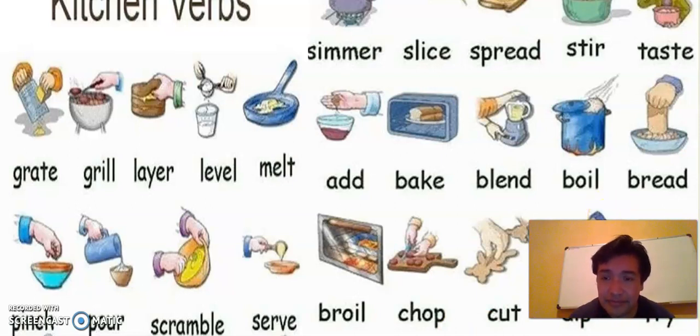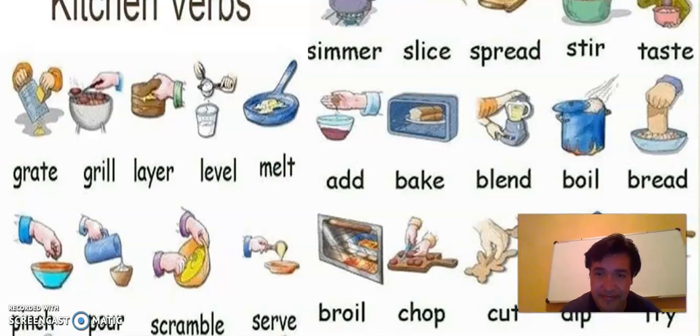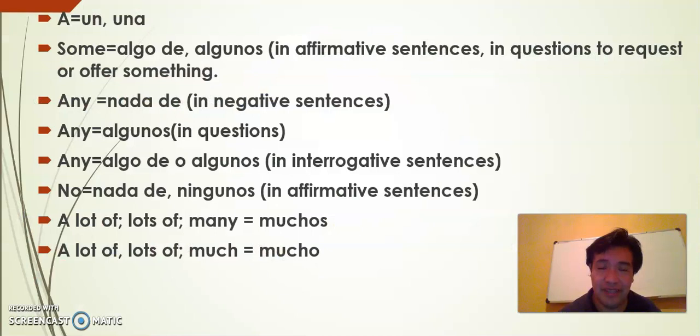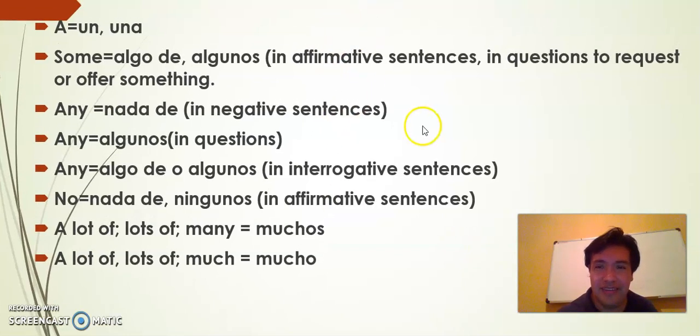And we have deep fry. Well, I hope you know all of these verbs. According to this and the next picture, we're going to solve the exercise in your books. Now, before doing the activities, I would like you to look at this summary I made for you. And I hope you remember the meanings.